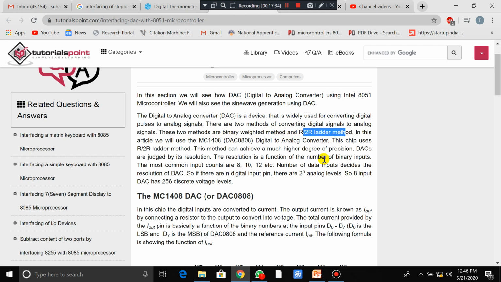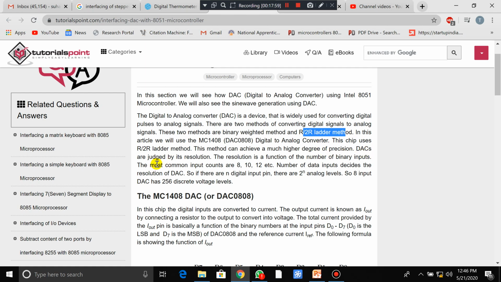So majorly they are going to convert DAC, that is digital to analog conversion, in two methods. One is the binary weighted method, another one is the R2R ladder method. Kindly remember, in this article we are going to study this. The chip uses the R2R ladder method. This method can achieve a much higher degree of precision.